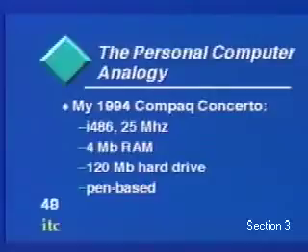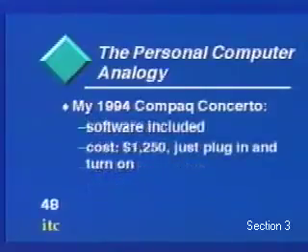I just recently purchased another personal computer. It's an Intel 486-based computer, 25 megahertz. It has 4 megabytes of RAM, so it has more than 6 times as much random access memory as the initial PC. It has an internal 120 megabyte hard drive. It's pen-based, and it uses a pen and can actually take and recognize handwriting input on the screen. The software was all included, and I paid approximately $1,250. Less than a third of what I paid for that initial IBM PC, and all I had to do was turn it on.